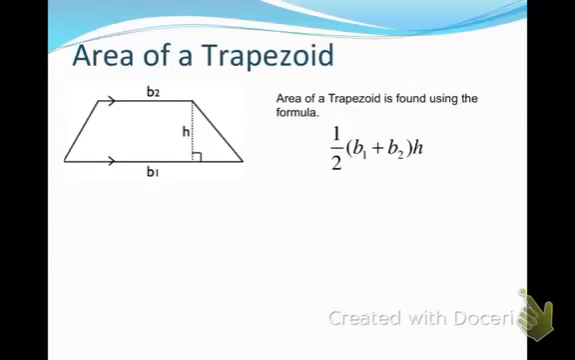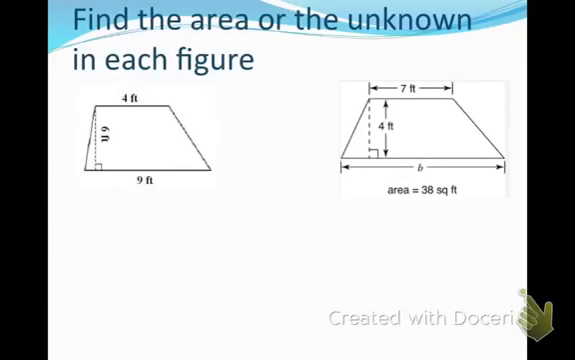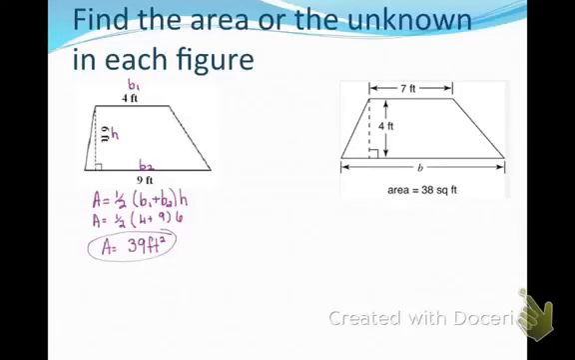All right, so let's use this. Here's our first trapezoid. It has two bases, one of 4, one of 9, and it has a height of 6 feet. So I'm going to use area equals 1/2 times the sum of my bases times my height. I'm going to call 4 B1 and 9 B2, it does not matter which one you call which, and my height is 6. Plug them into my formula, use my calculator, and I get that the area of this trapezoid is 39 feet squared.